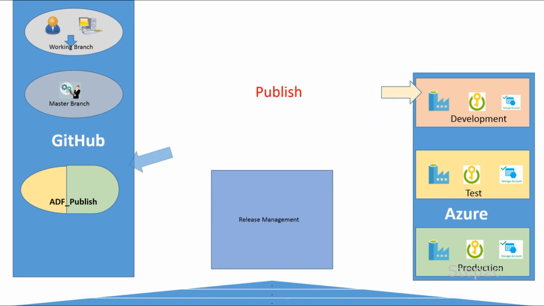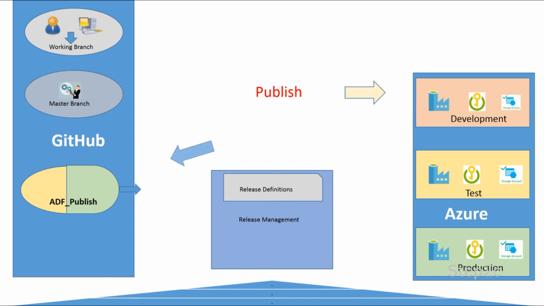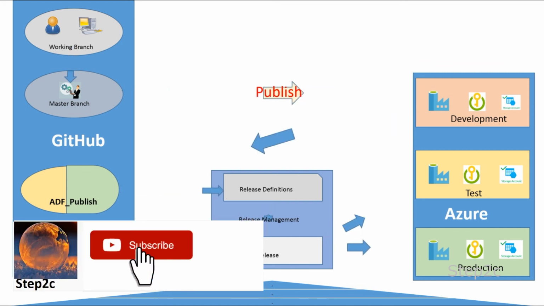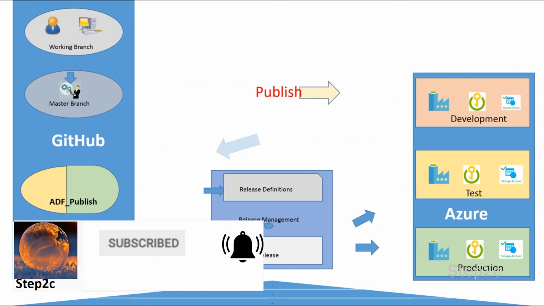So we will define the release, and we will manually create a release or we will automate the release based on our publishing. This system will move our pipeline from development environment to test environment and production environment, and we will implement all this configuration in the upcoming videos.